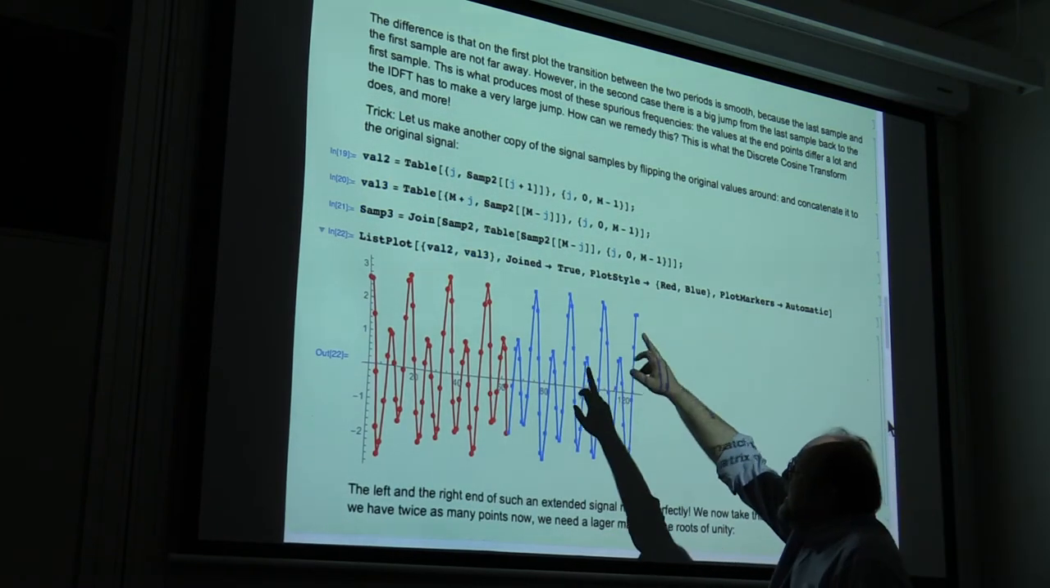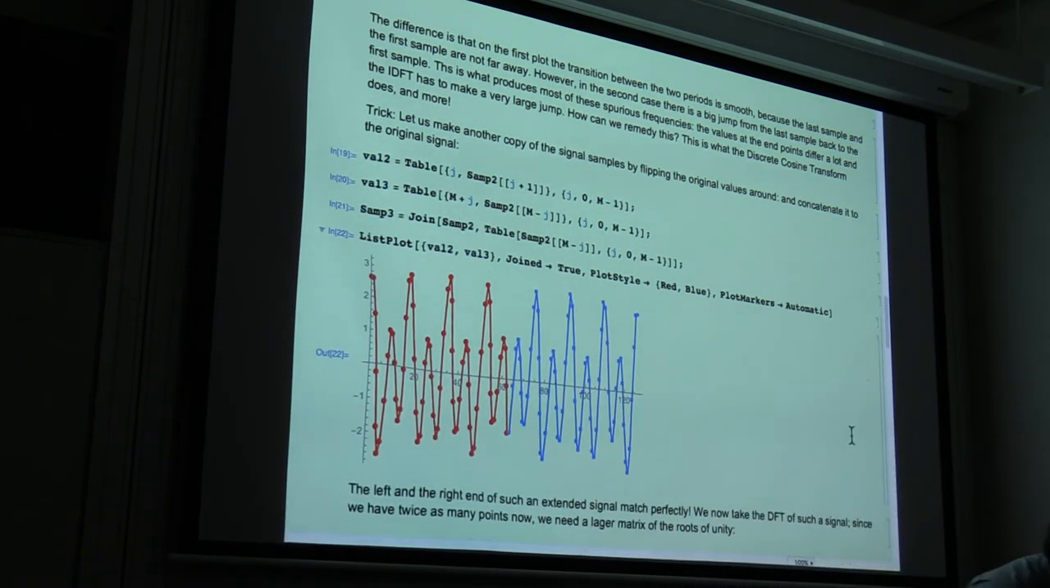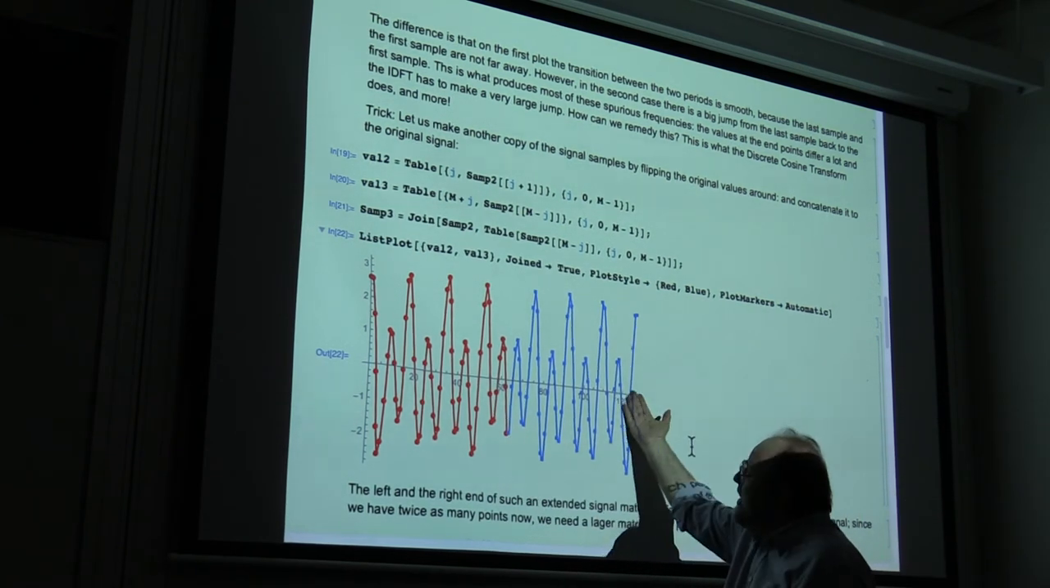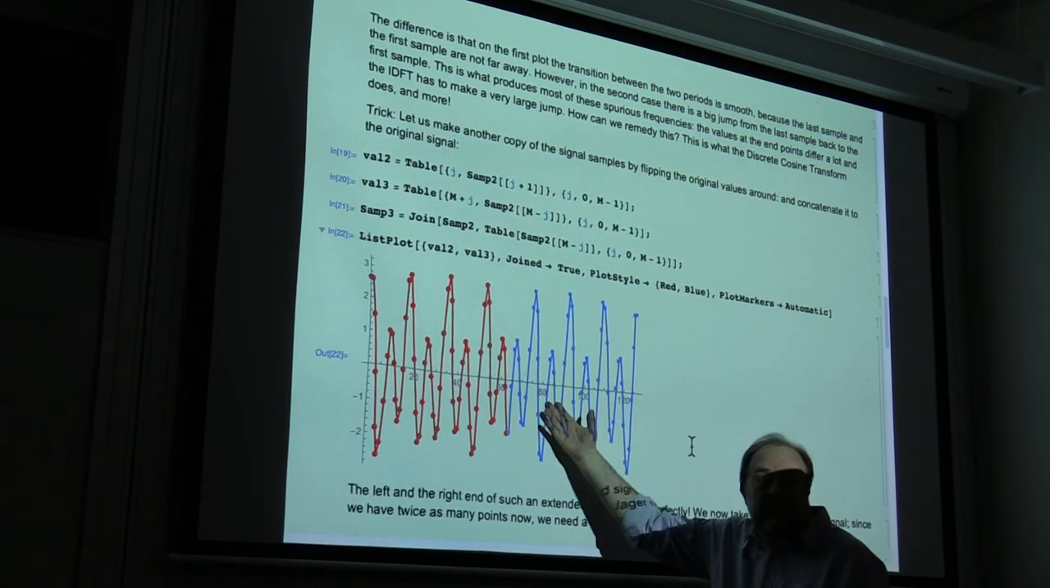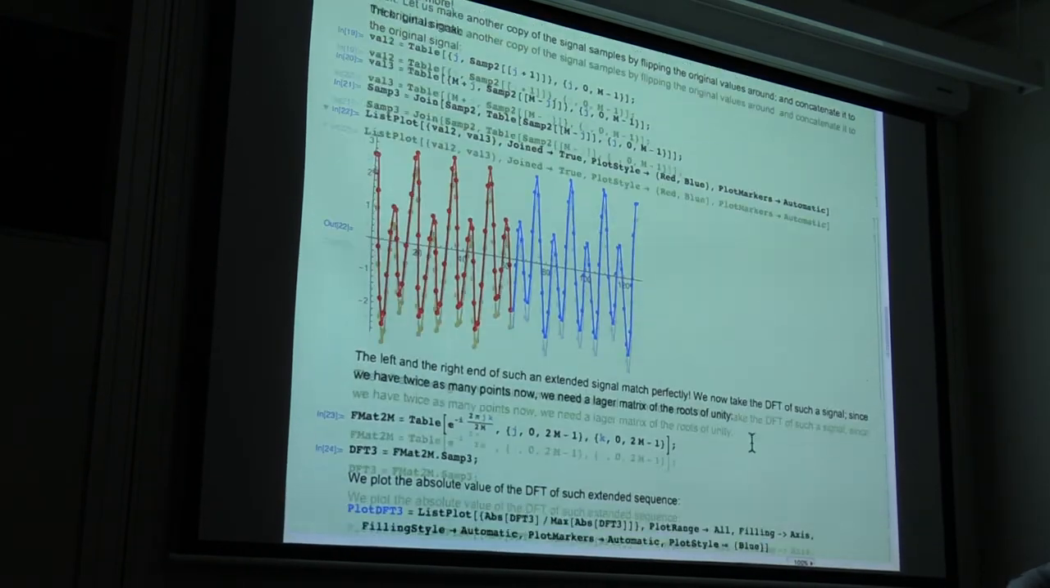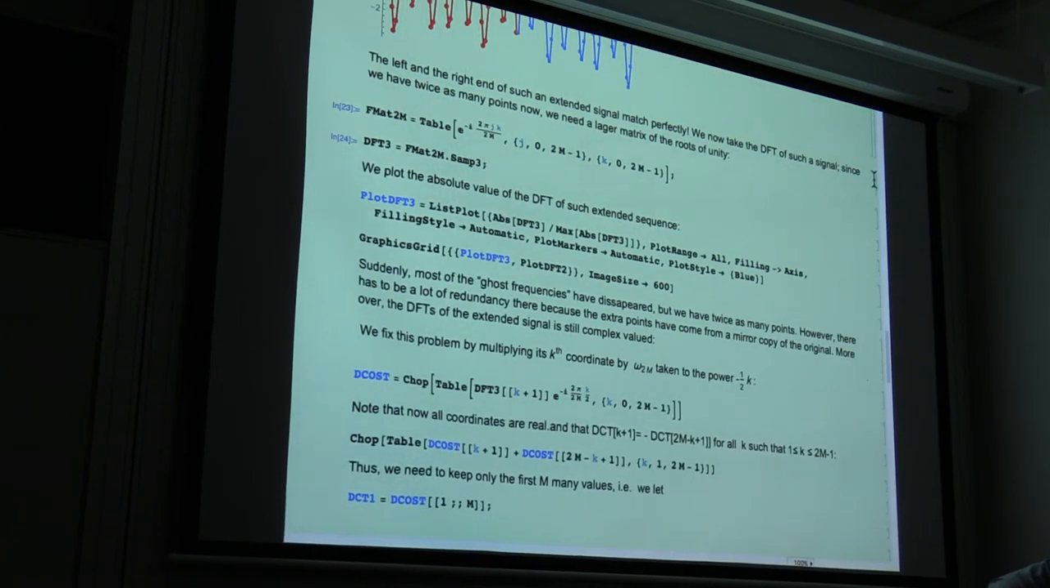I simply took the original samples and then shifted them for M and reversed the order, right? Because here indices decrease, here indices increase. And I joined the two together and I plot, and here it is. So this is now a mirror image of that. Let's see what its discrete Fourier transform looks like.